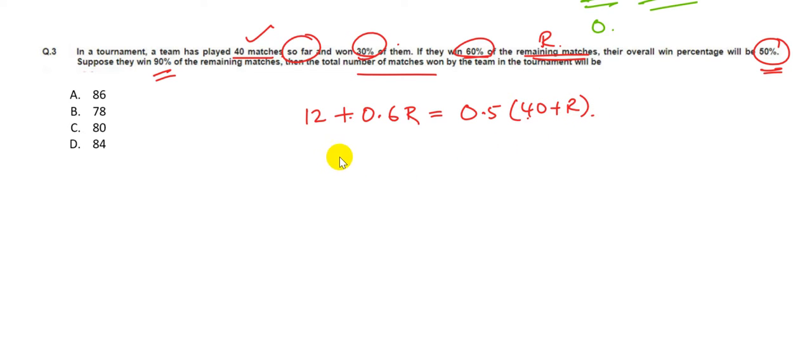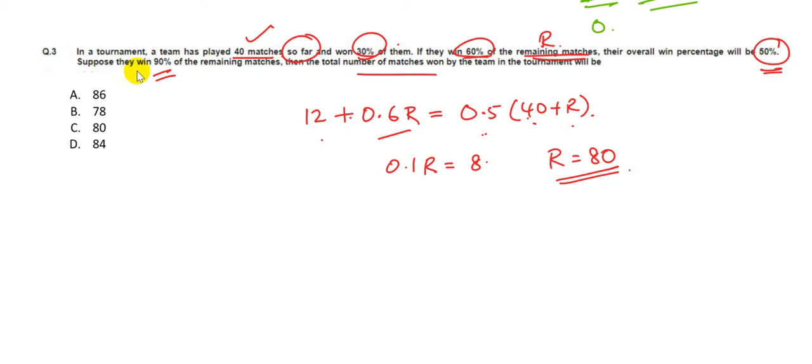So from here we can solve for R very easily. 0.6 R minus 0.5 R will be 0.1 R. That's equal to 40 into 0.5 is 20 minus 12 is 8. So R is 80. So we have 80 matches remaining.